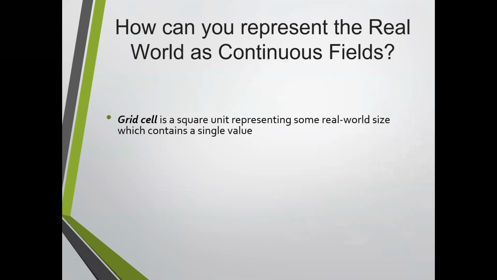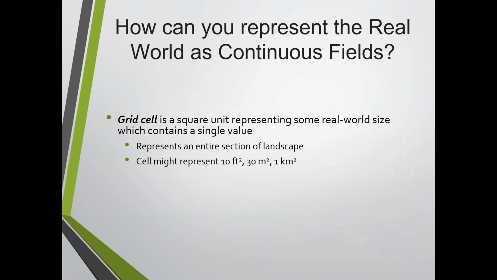The grid square is typically just a square unit that represents the real world thing that you're sampling. The size of the grid square will make a difference, but this allows you to represent an entire section of landscape. Again, keep in mind that you're getting a value everywhere that you're sampling, essentially. So the grid size might be 10 square feet, so 10 feet by 10, or 30 by 30, or 1 kilometer.